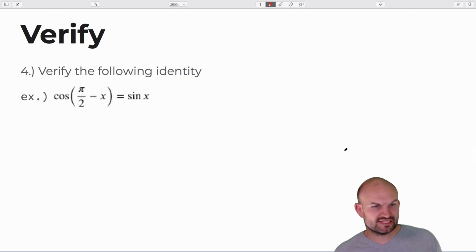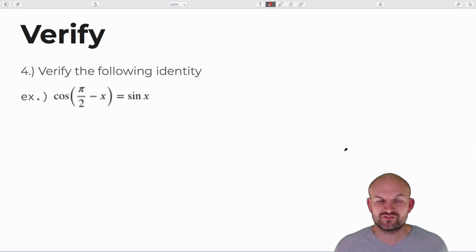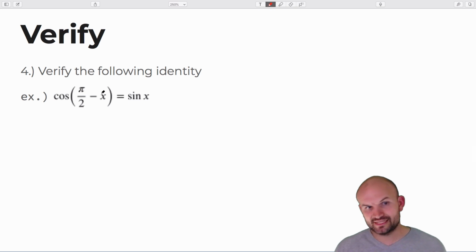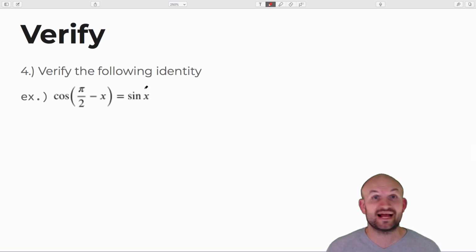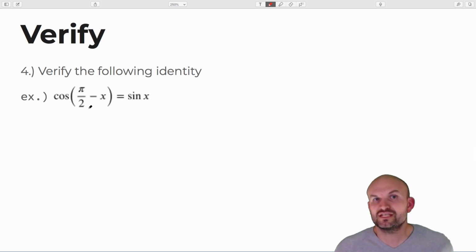So typically, when we see a sum and difference of two angles, you're going to want to apply the sum and difference formula. Now, technically in this one, we could just say this is an identity that we've already provided in this class. We know this is the cofunction identity.